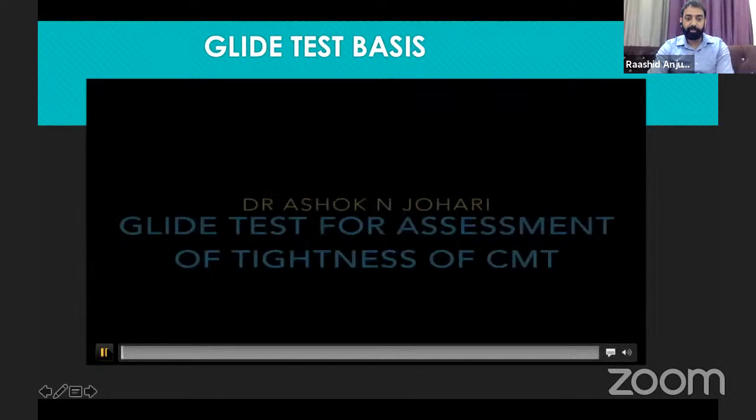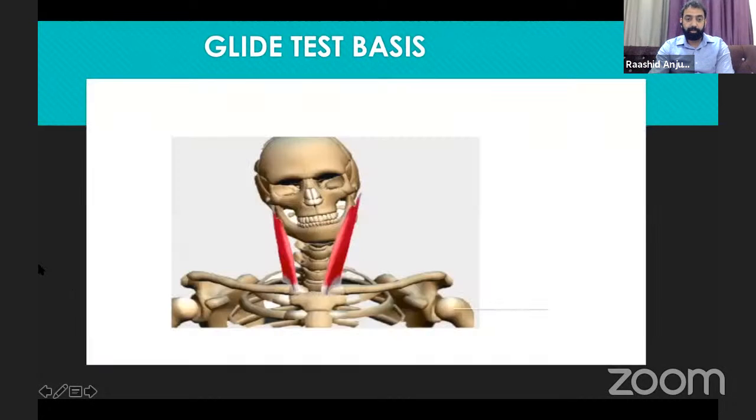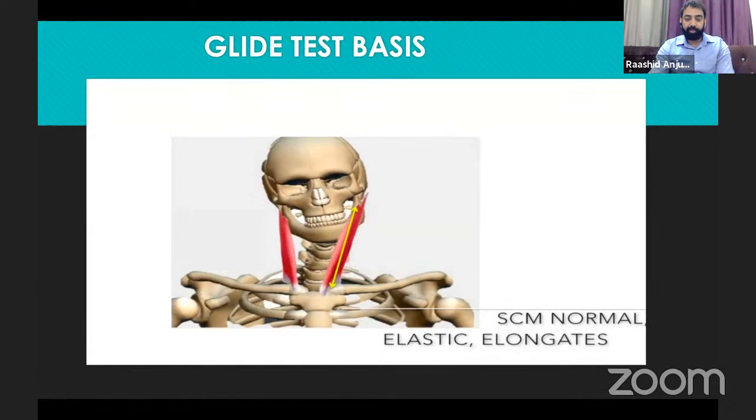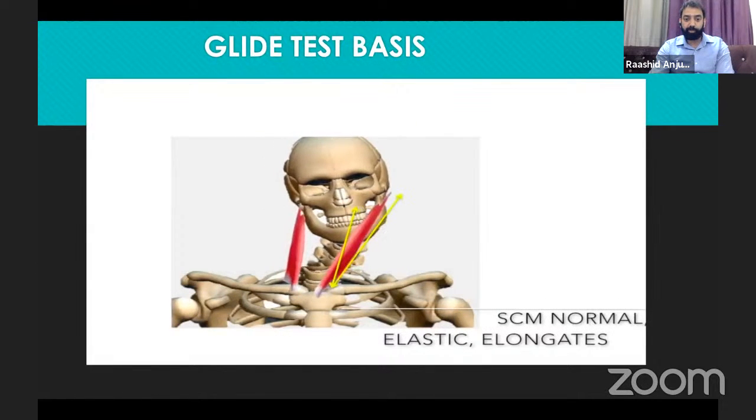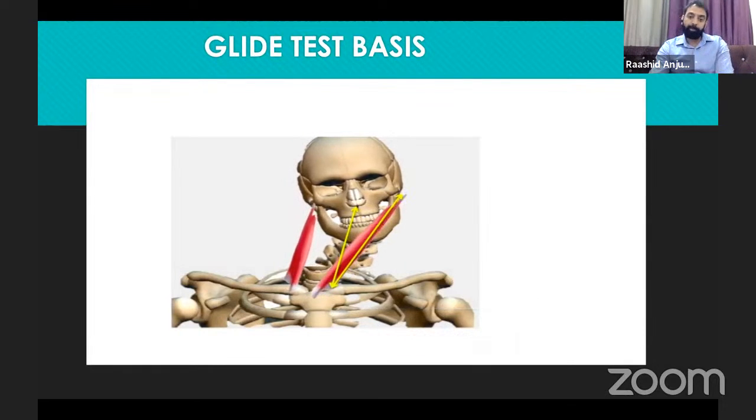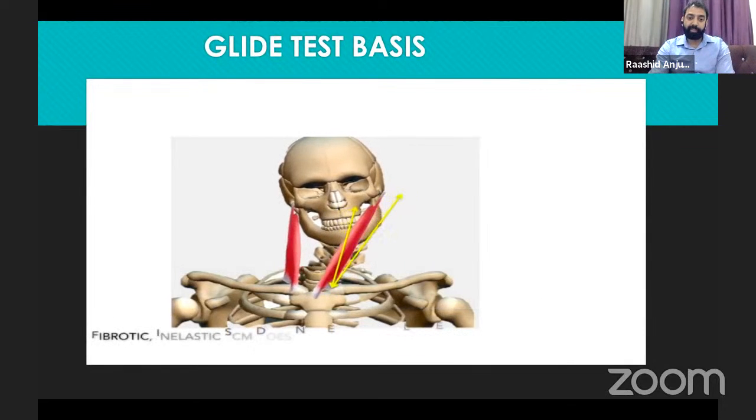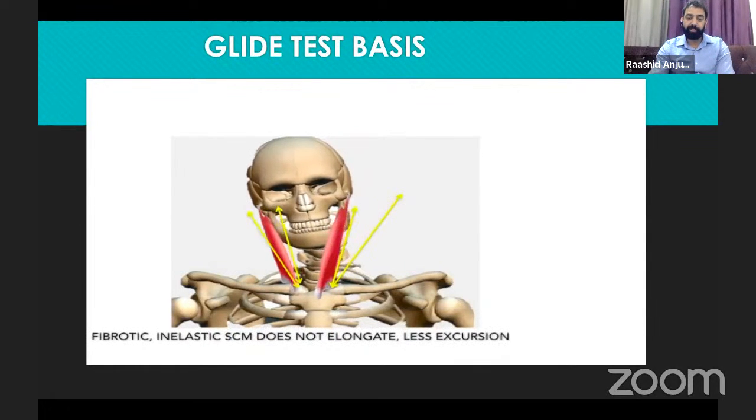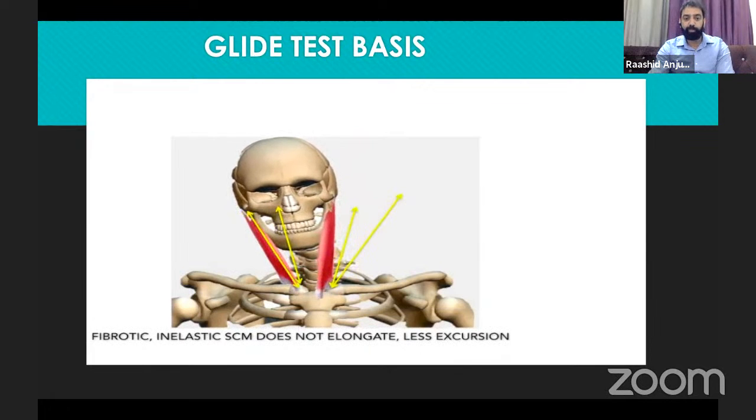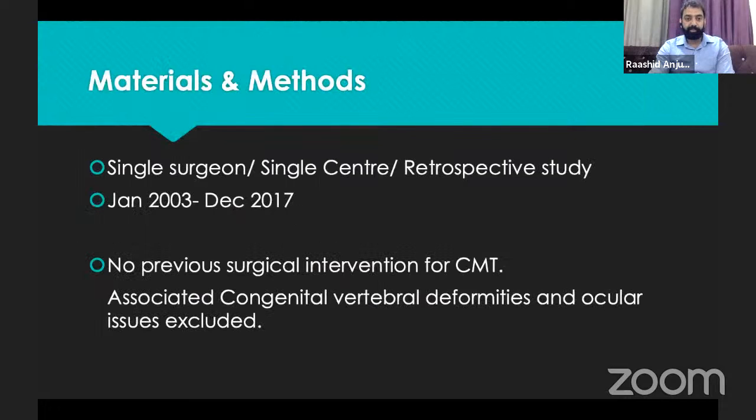It's a schematic animated video. On the left side, the sternocleidomastoid is normal, and if we glide the neck, it's a translation movement. You can see that it is stretching and the neck is translating to the left side. But on the right, the muscle is inelastic and fibrotic, and the translation movement is less. So we can use it preoperatively and then compare intraoperatively to assess the release of the sternocleidomastoid muscle.